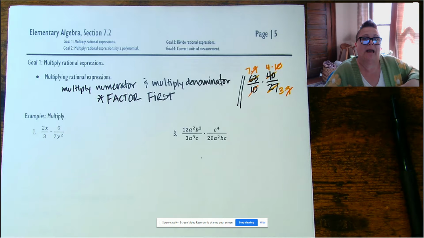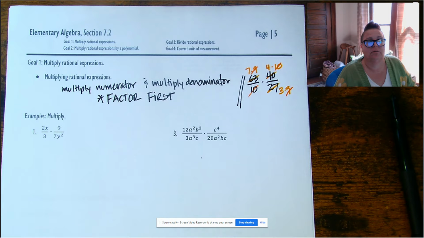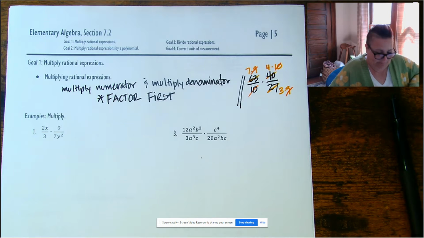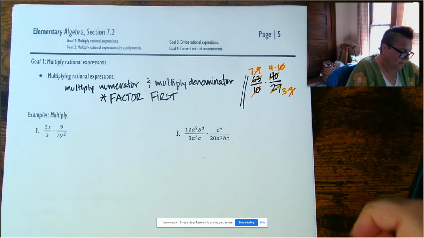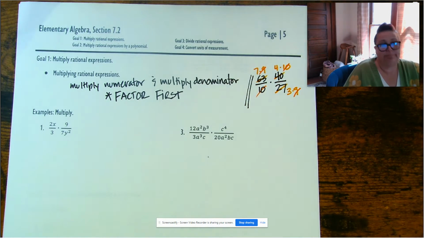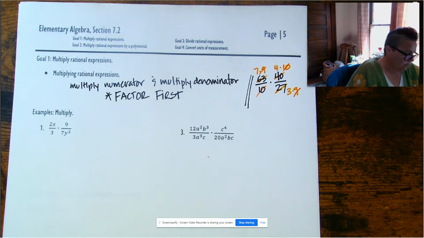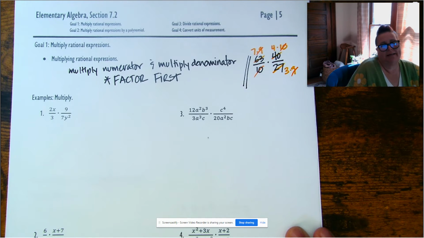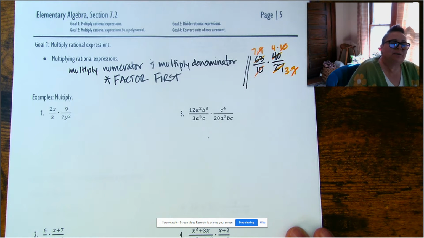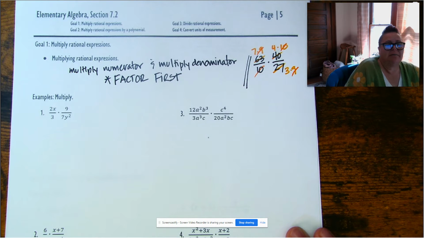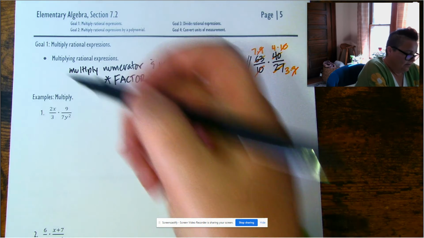When we factor our rational expressions, we're going to do the same thing. We're just going to do it with polynomials. Okay, so what does that look like? We'll start off simple, and I say that as a relative term in terms of where we're going. So here we have 2x over 3 times 9 over 7y squared.